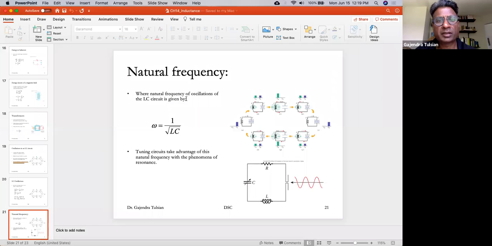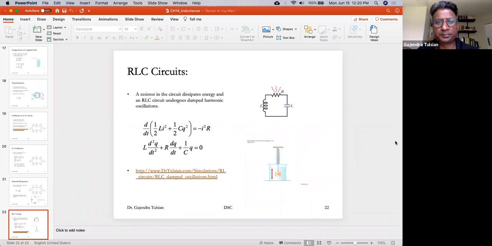So the natural frequency of oscillation of the LC circuit is omega equals 1 over root LC. Tuning circuits take advantage of this natural frequency with the phenomenon of resonance. Of course, resistance is unavoidable in real life.